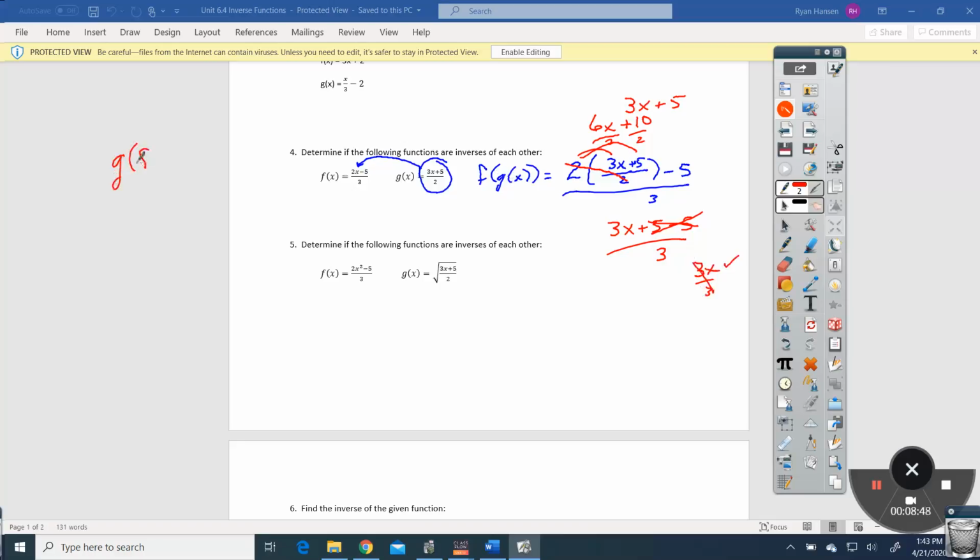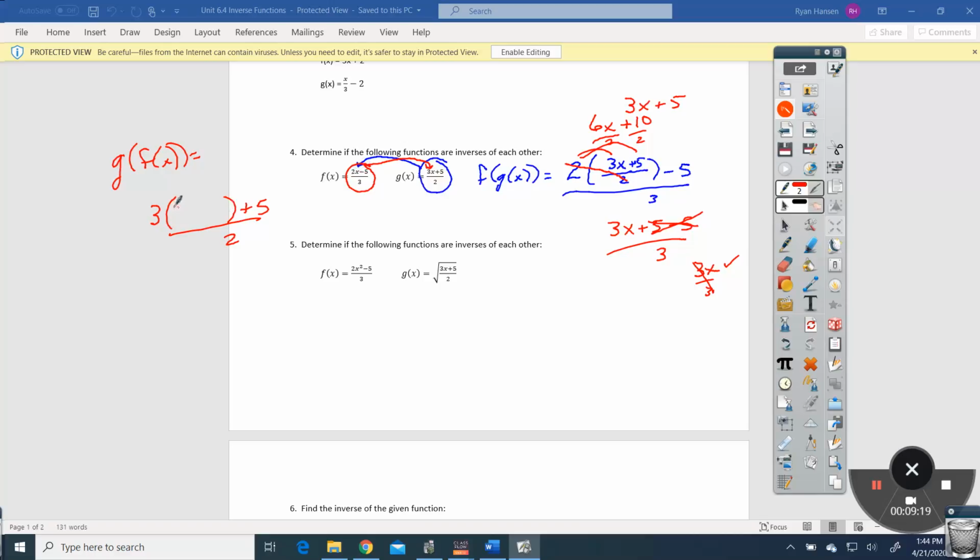Now let's do g of f of x. That means I'm going to take this stuff and plug it all into that little itty-bitty x right there. So that is 3 parentheses, all that stuff, plus 5 over 2. This is my g equation, but I'm going to replace the x with all of this stuff. Remember how I said this is the input? That's the value we're plugging in for all of these x's.